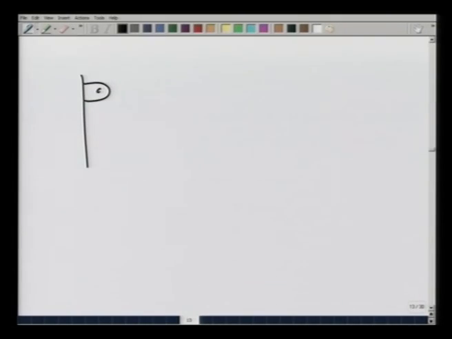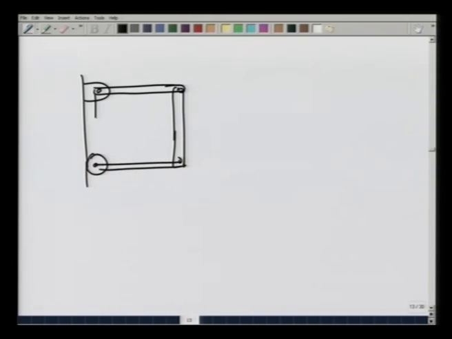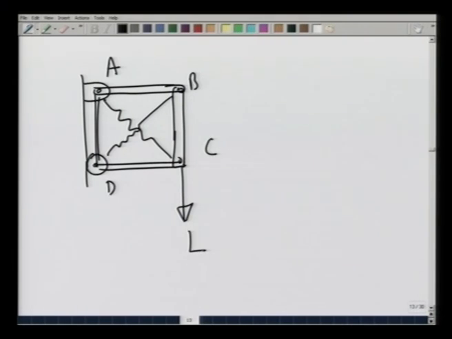For the second part, where the system is loaded differently, that is, the load is at point C, I will leave this for you to work out.